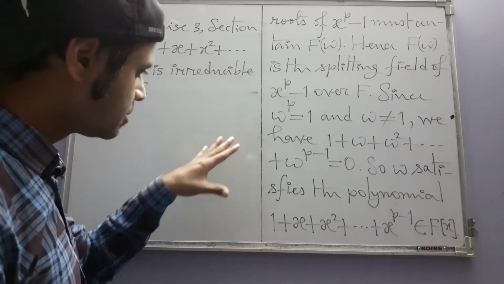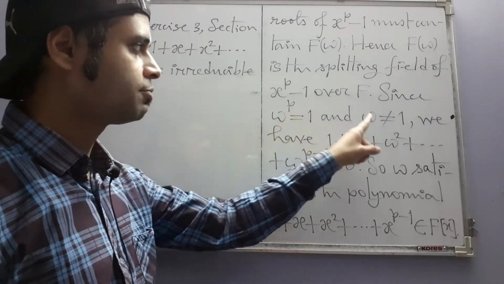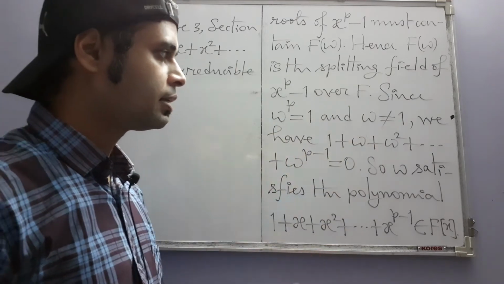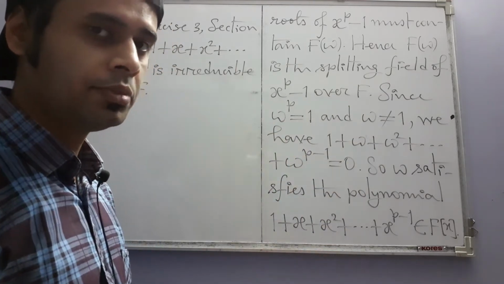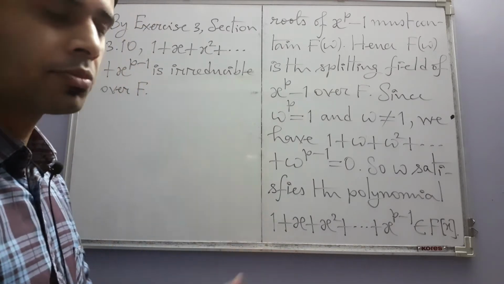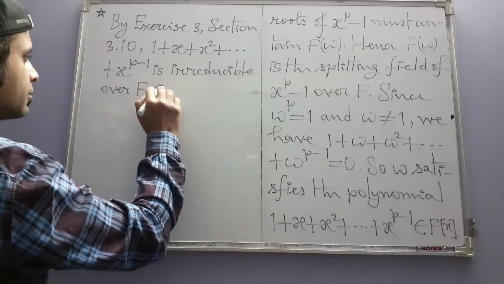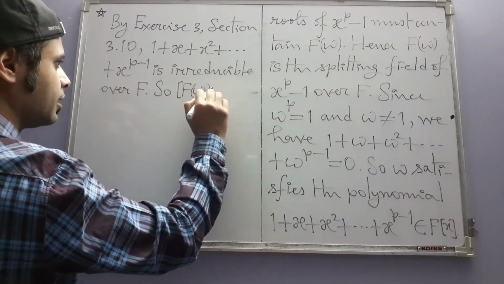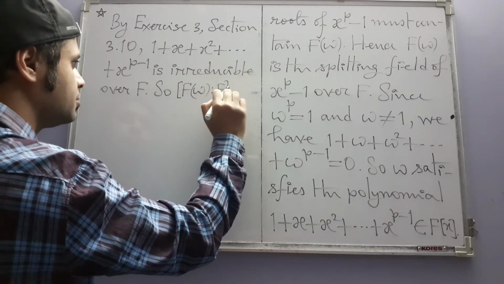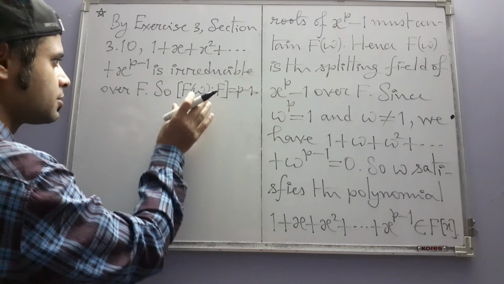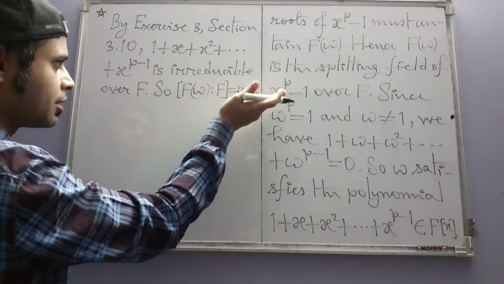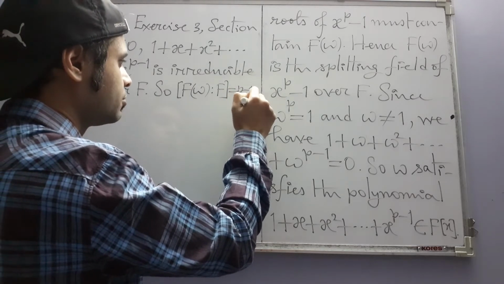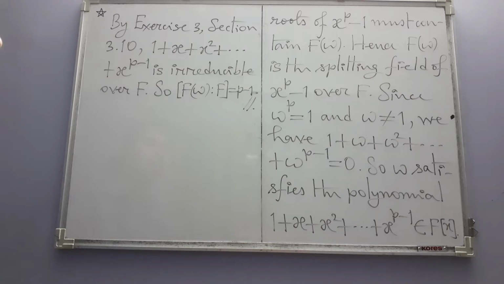That means this itself is the minimal polynomial of omega over F, the field of rational numbers, which in turn means that omega is an algebraic number of degree p minus 1, and that in turn implies that the degree of the extension F(omega), obtained by adjoining omega to F, over F is p minus 1. That means the degree of the splitting field of our polynomial is p minus 1 over F. That's what we were supposed to show. Okay, so that is the solution.